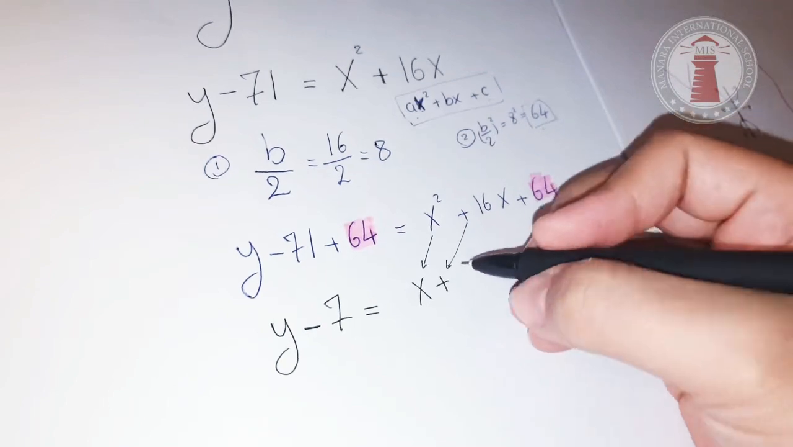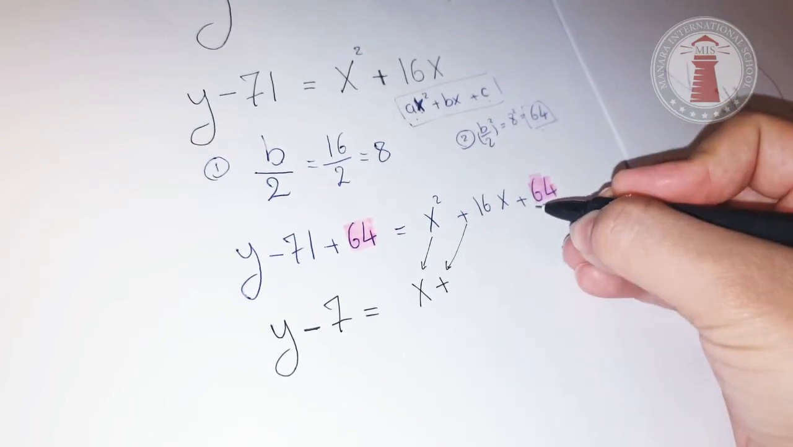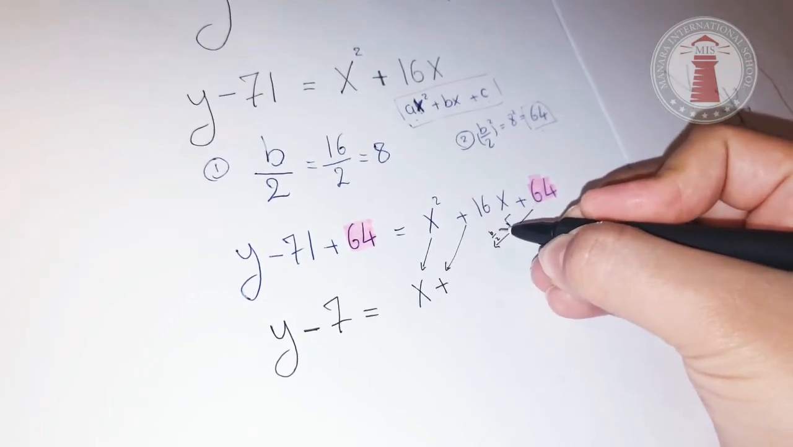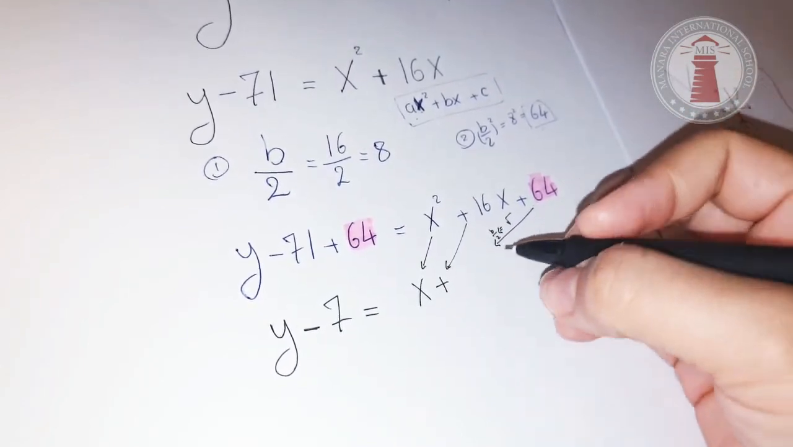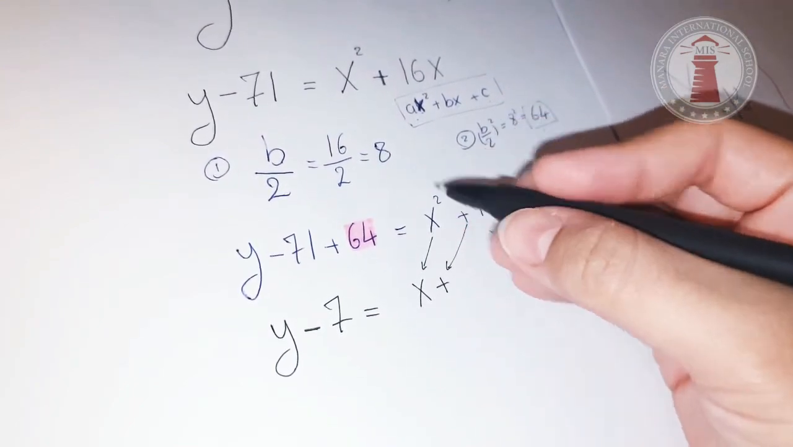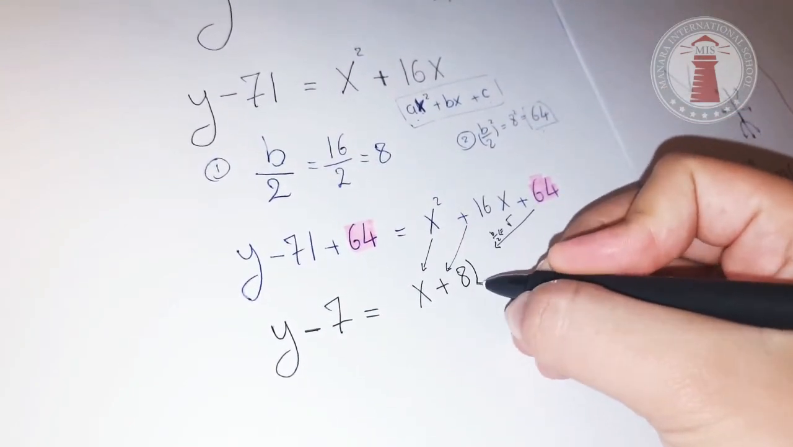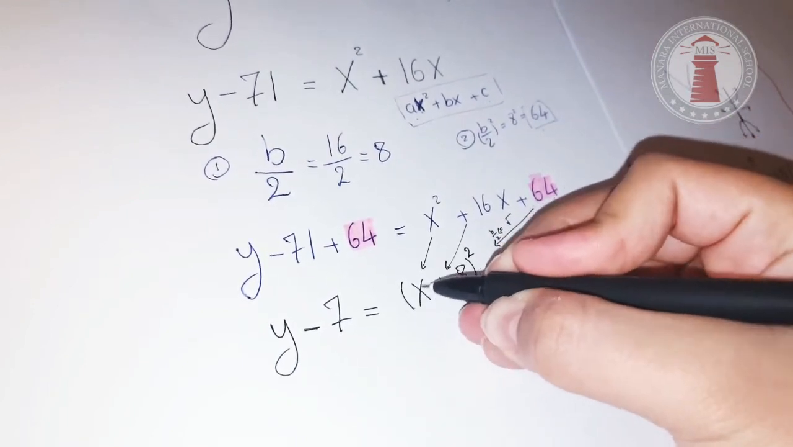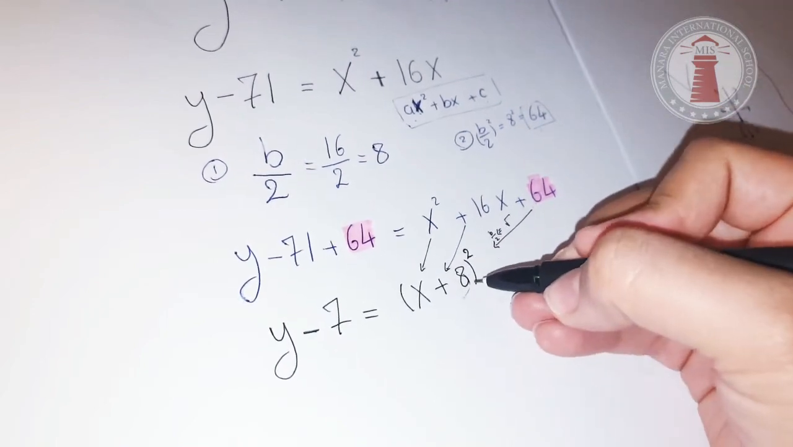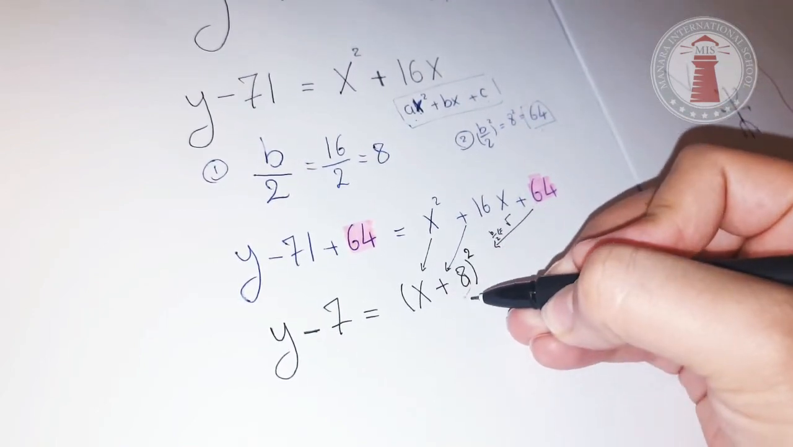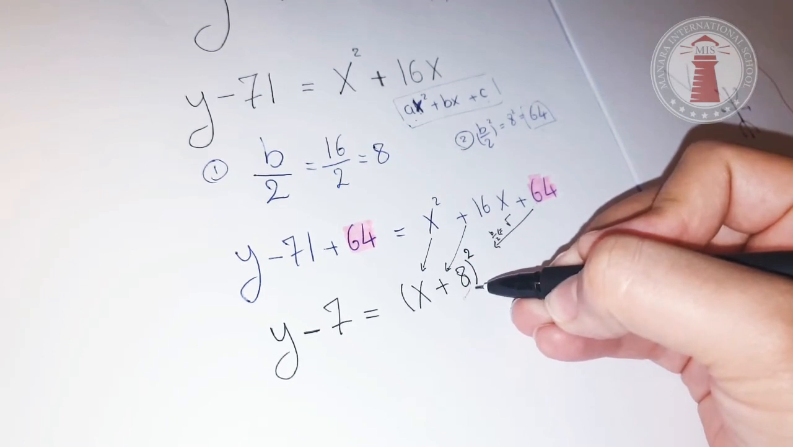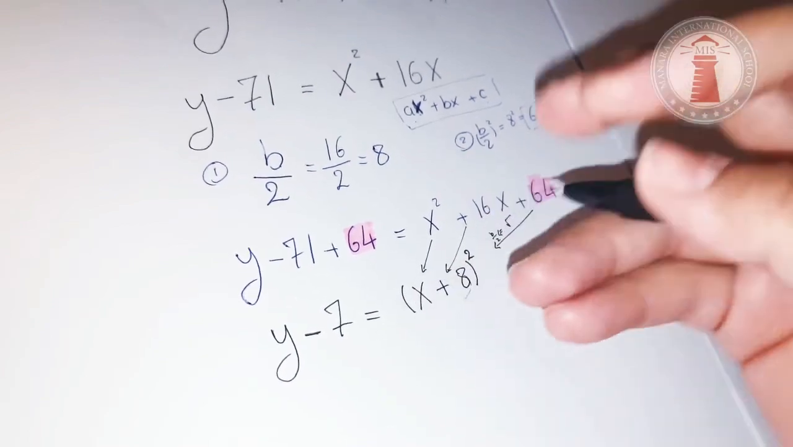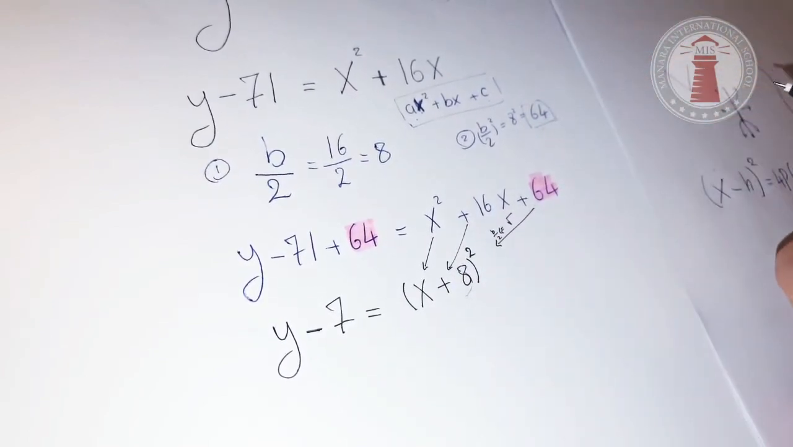It's always b over 2, so we're going to write b over 2 here. So in here b over 2 is 8, so we're going to write 8, and then we just put the bracket with the square here, because this is a complete square. A complete square means when you square this binomial, you get this quadratic form. Now, yeah, here we are. We did it.